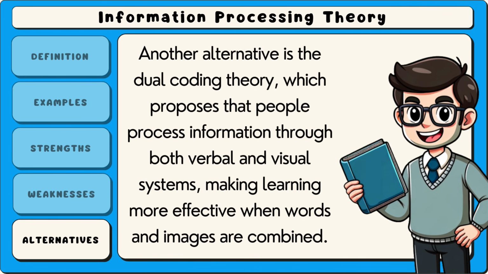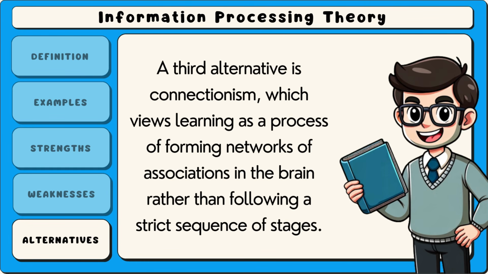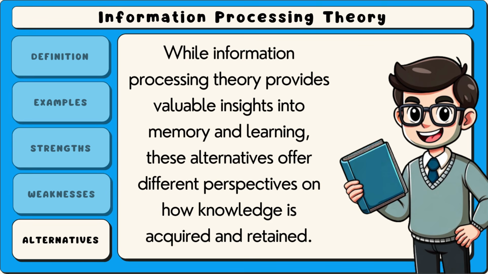Another alternative is the dual coding theory, which proposes that people process information through both verbal and visual systems, making learning more effective when words and images are combined. A third alternative is connectionism, which views learning as a process of forming networks of associations in the brain rather than following a strict sequence of stages. While information processing theory provides valuable insights into memory and learning, these alternatives offer different perspectives on how knowledge is acquired and retained.